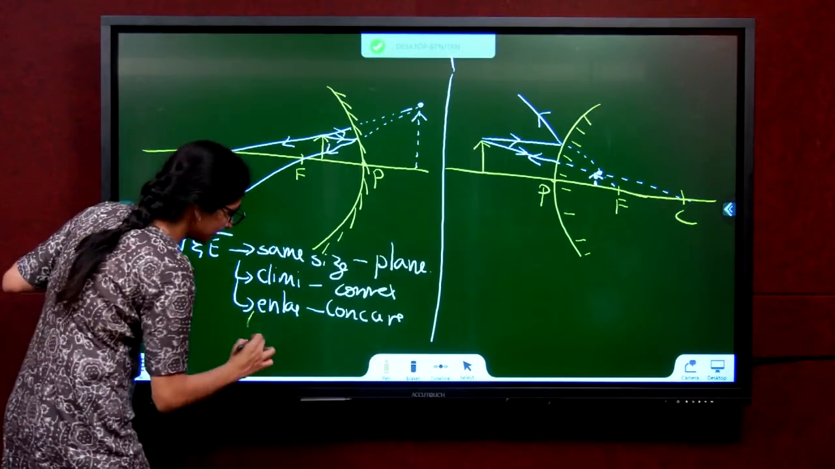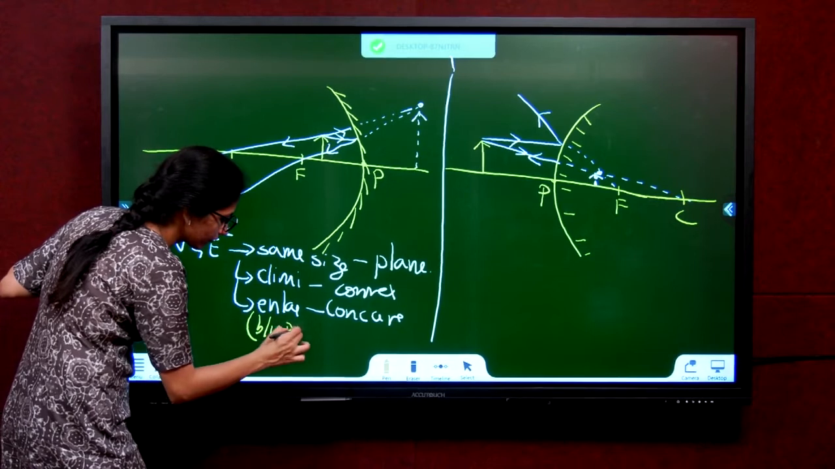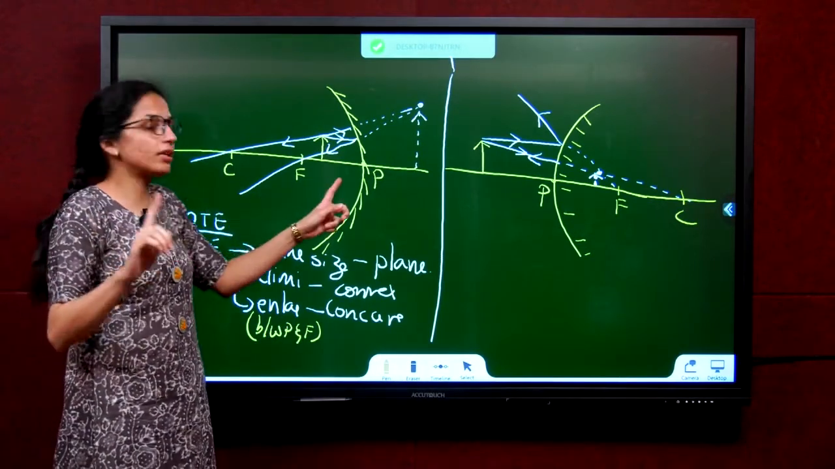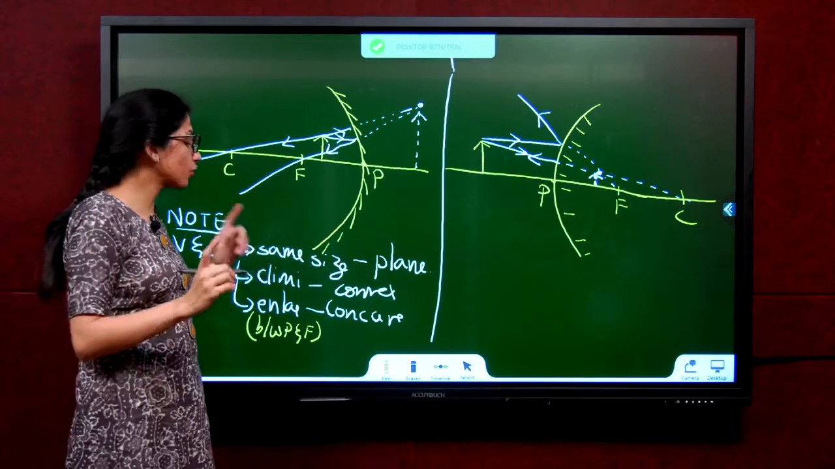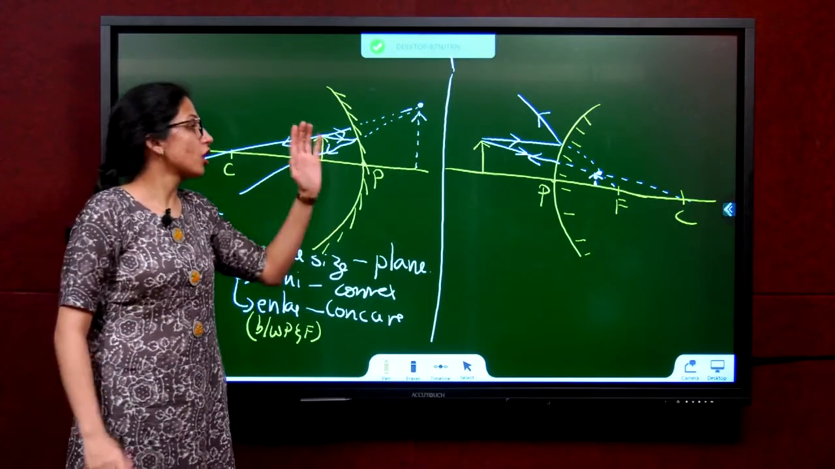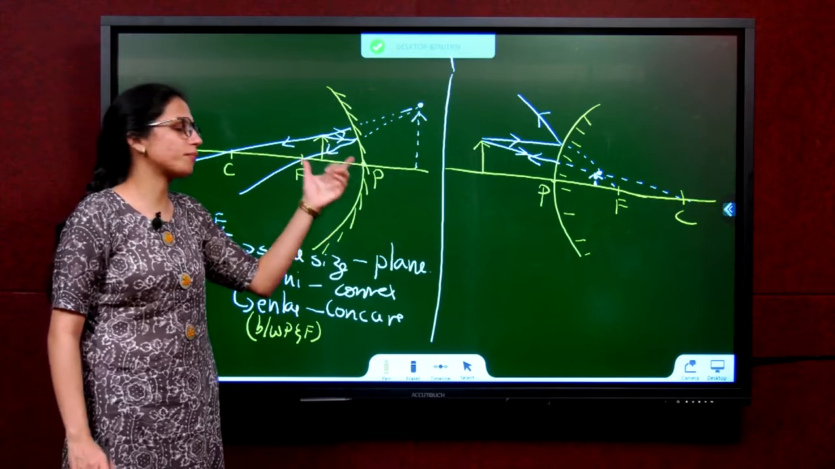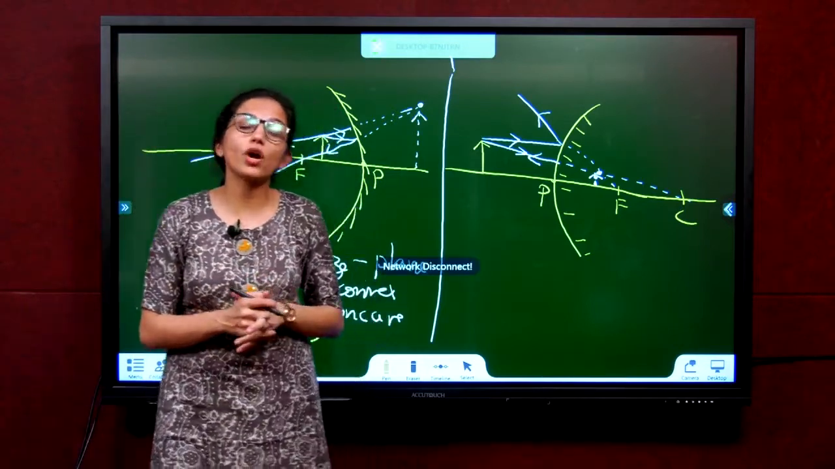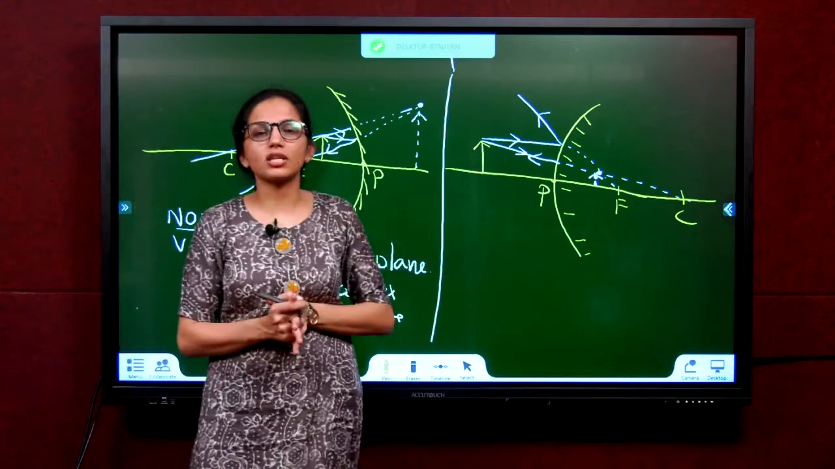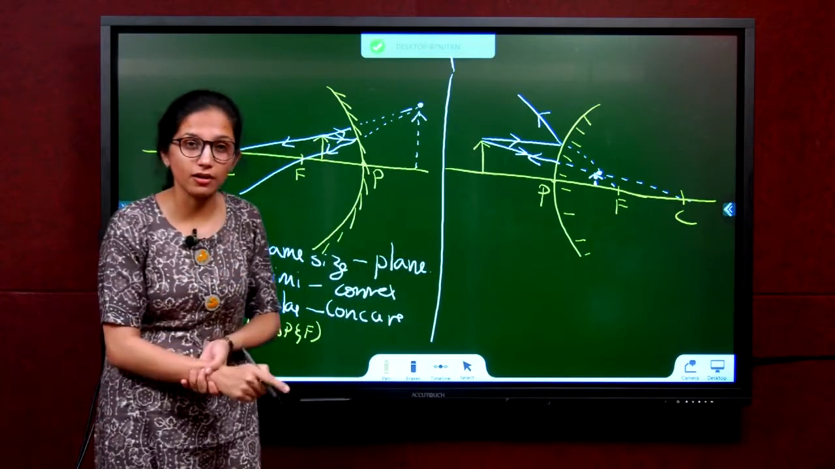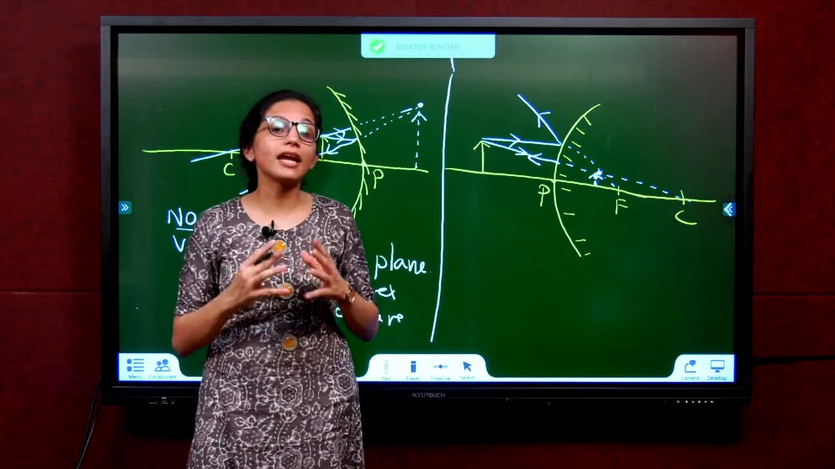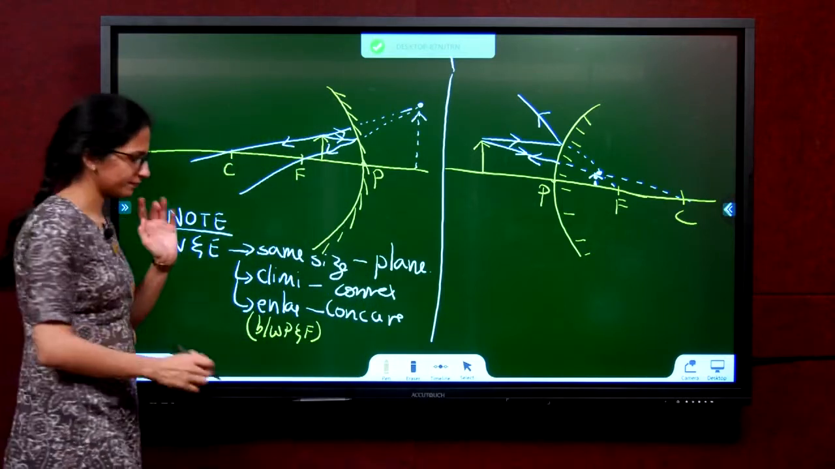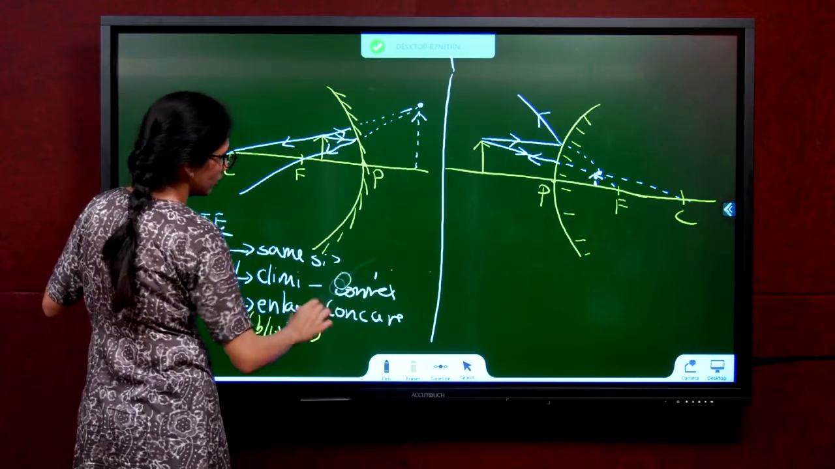Important, it has to be between P and F. Object should be between P and F. If you simply take a concave mirror, you might get real and inverted. But if you want enlarged virtual and erect, you should use concave mirror and keep the object between P and F. So they can ask you a question, name a mirror that always gives you virtual and erect diminished image. Answer is convex mirror. Name a mirror that can give virtual and erect enlarged image. Answer is concave mirror. I hope that difference is understood.